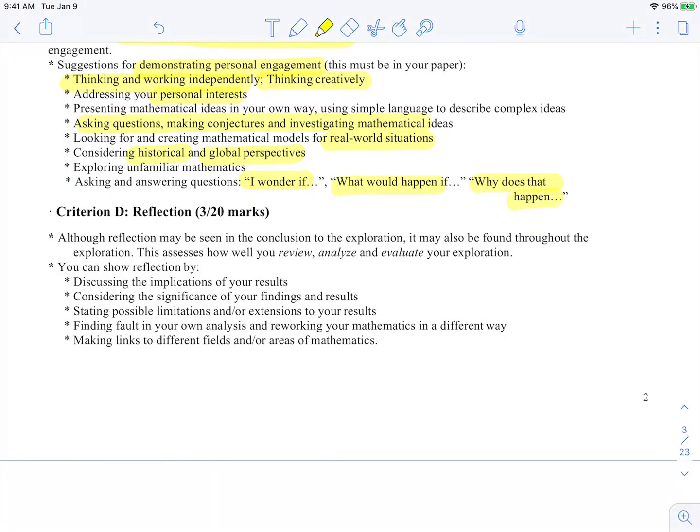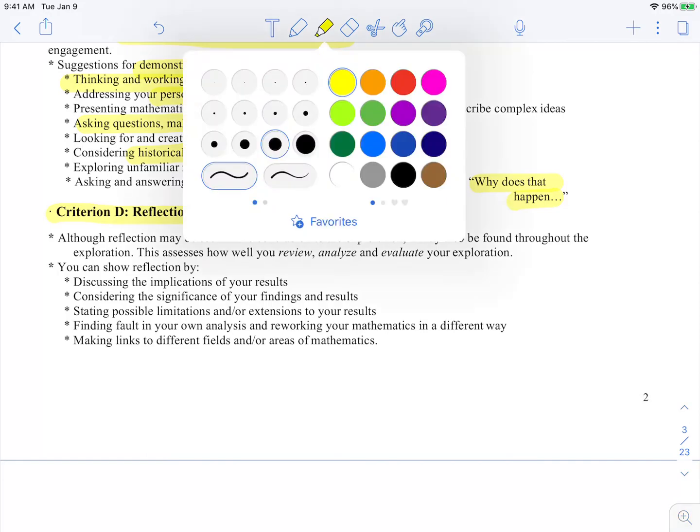Criterion D is made up of 3 out of the 20 marks. That's the reflection section. So you want to reflect throughout your paper. Although reflection may be seen in conclusion to the exploration, it also may be found throughout your exploration. So it can be found in the end, but we suggest you do it throughout.